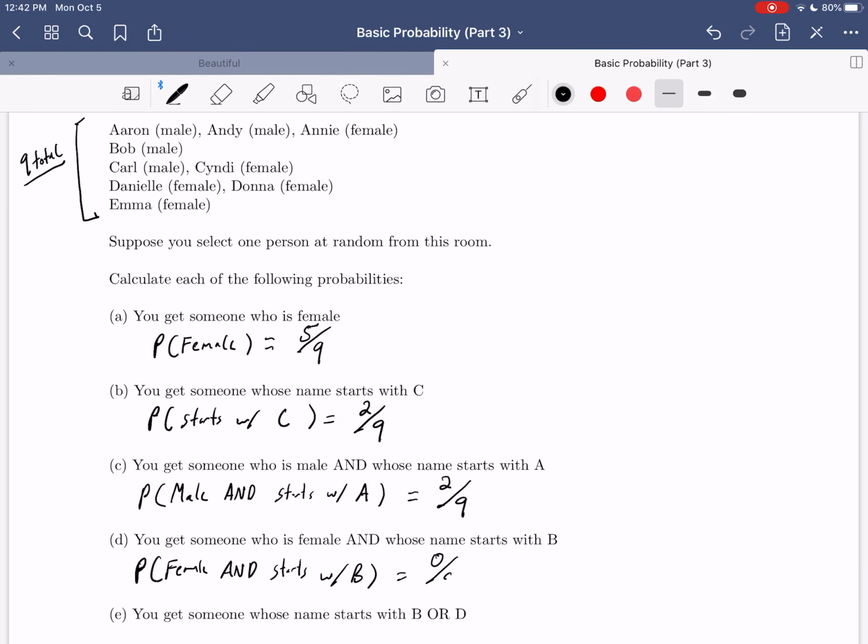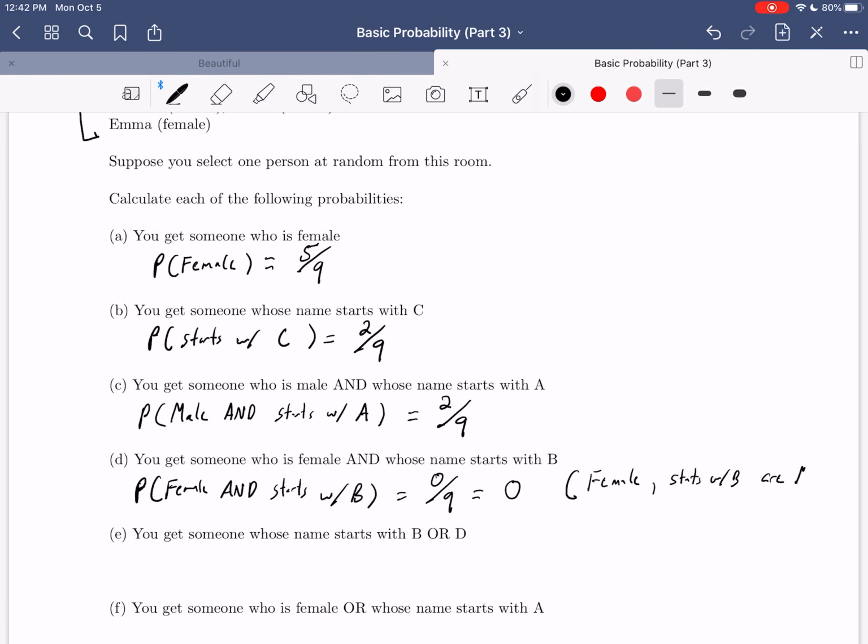So we'd say that this is 0 out of 9, which of course we could simplify to just saying 0, meaning that this is an impossible event. There is no way that we are going to select someone who is simultaneously female and whose name starts with B. This would mean, in our new terminology, that the events female and starts with B are mutually exclusive, and sometimes we'll abbreviate mutually exclusive as capital M period capital E. So this pair of events is an example of mutually exclusive events.